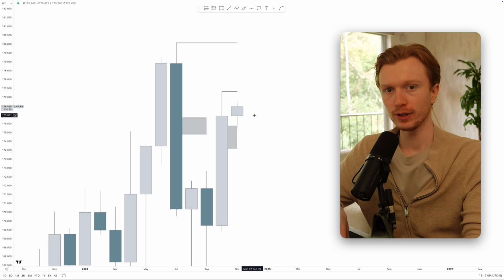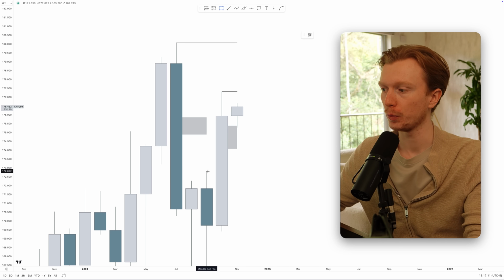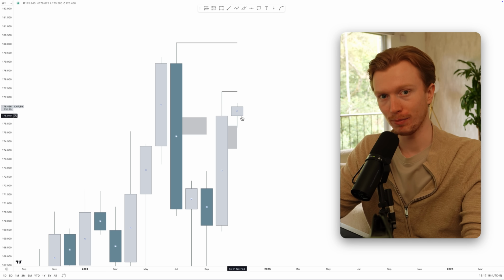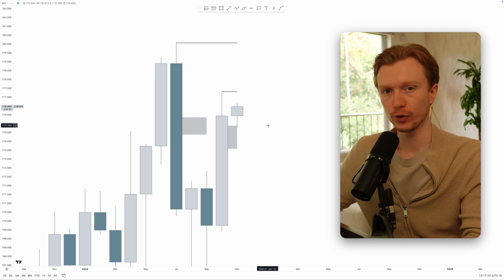Now, if we stick to monthly, weekly, and daily, we see on the monthly right here that we don't have this fair value gap just yet, because that third candle is still in the making. It hasn't closed yet, so there's no confirmed fair value gap.